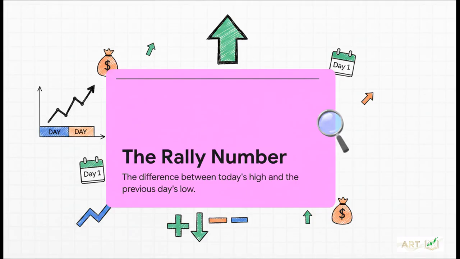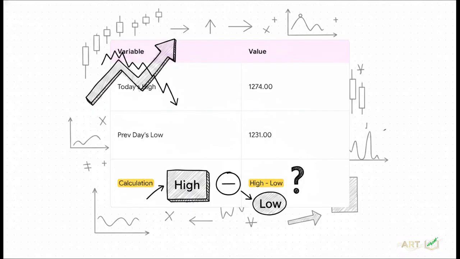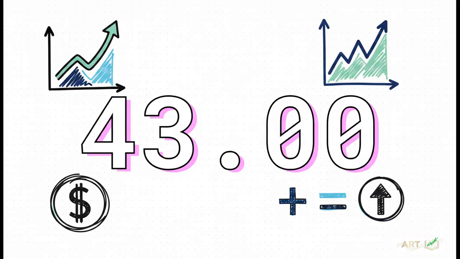And the formula is incredibly straightforward. You simply take today's high, meaning the high of the last completed trading day, and you subtract the previous day's low. Simple, right? Let's visualize this using the exact S&P 500 example that Angell provides in his workbook. Let's say the last completed day's high, today's high, is 1274.00. We look back to the previous day and find that the low was 1231.00. Our calculation is just subtracting that previous low from today's high. Boom! That gives us a rally number of exactly 43 points.